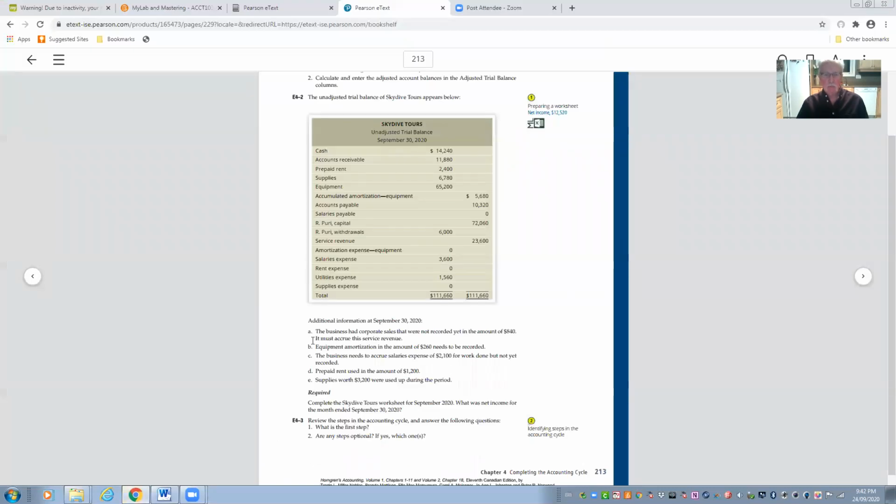So if we look at item A, it says that the business had corporate sales that were not recorded yet in the amount of $840, and we must accrue this service revenue. So recall that we do accounting on an accrual basis. Accruing just means that we need to record or recognize because the services have been performed. So we're actually recognizing our revenue now. We haven't been paid cash yet. So the 2 accounts involved in our adjusting entry is going to be accounts receivable and service revenue.